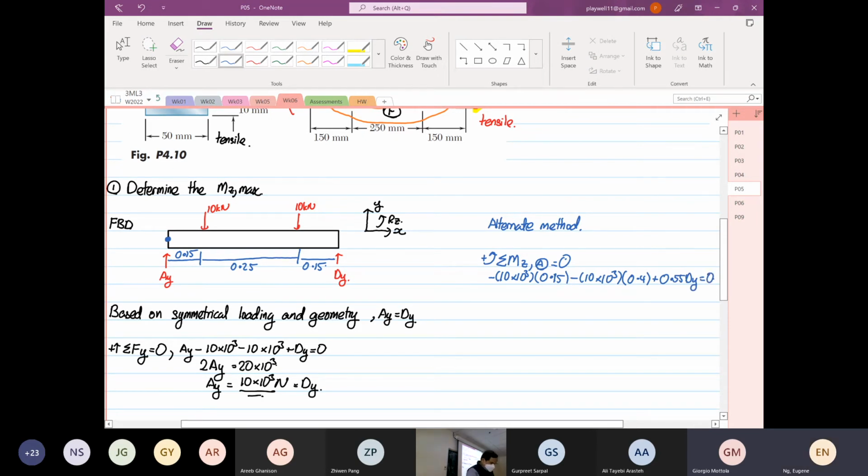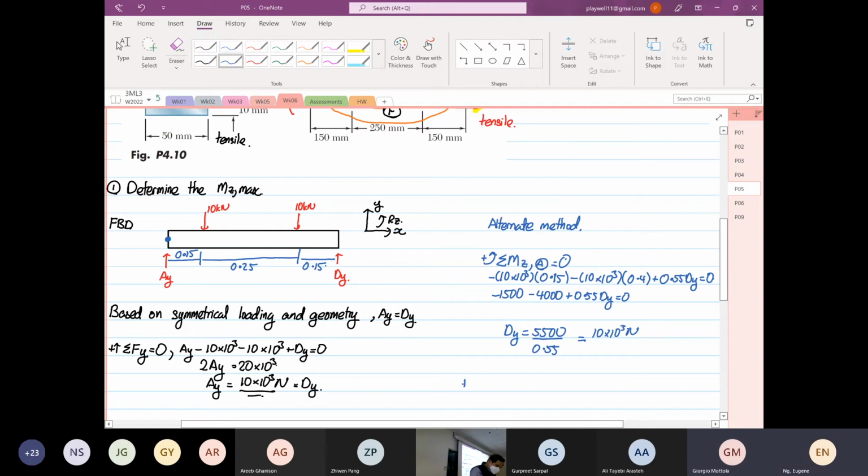So 10 to the power 3 times 0.15 is minus 1500, minus 10 to the power 3 times 0.4, which is 4000, plus 0.55 Dy is equal to 0. So Dy is equal to 5500 divided by 0.55, which is equal to 10 times 10 to the power 3.